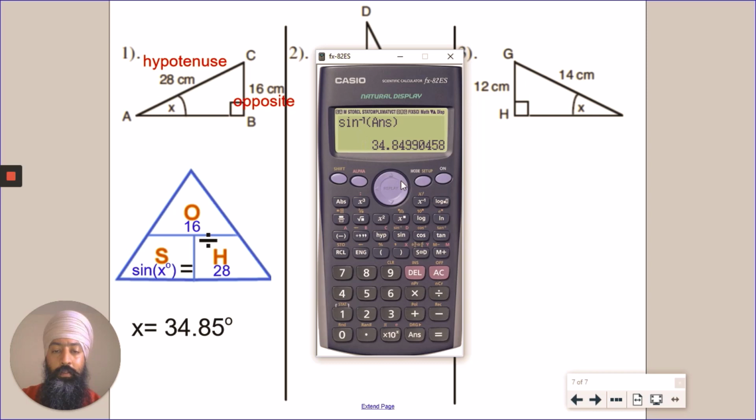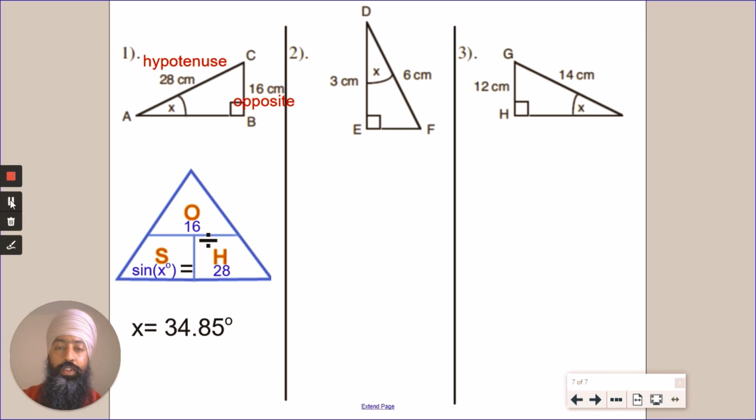If you're working out sine of x, it's going to be inverse sine. If you have cos of x, it will be inverse cos. If it's tan of x, you'll have inverse tan. Right, okay, let's have a look at question number 2.